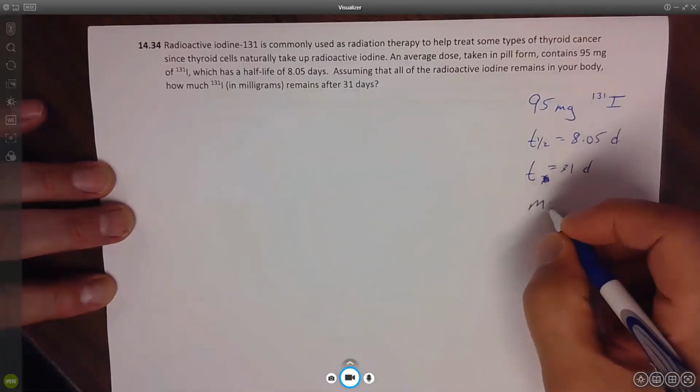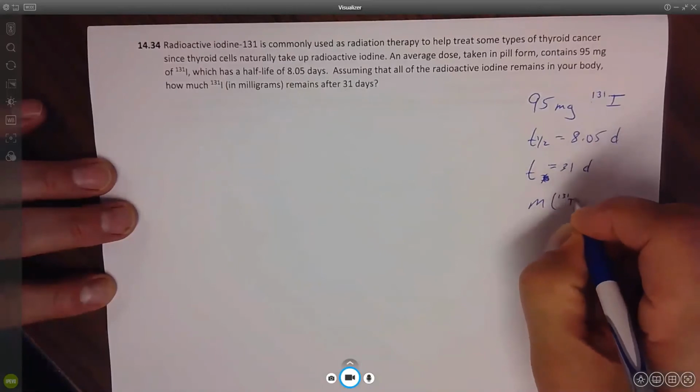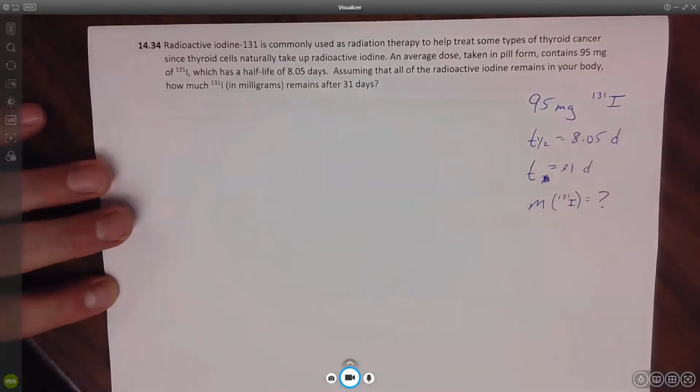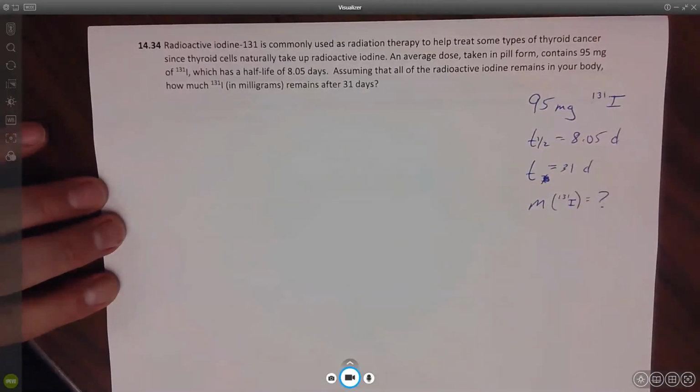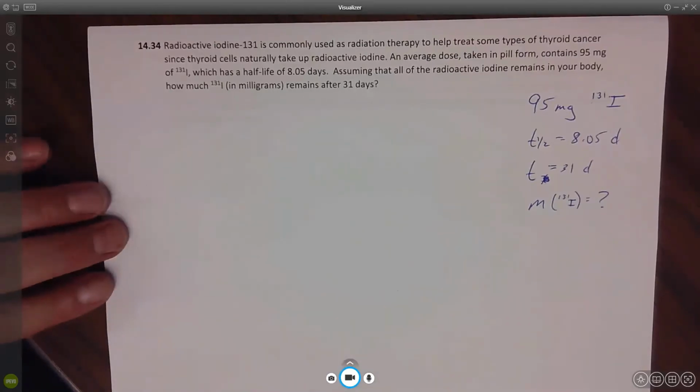Right, so we're looking for the mass of iodine 131 after 31 days. Okay, so how am I going to go about solving this problem? Solve for the variable in the log function. Well, okay, what function? What equation? The one we used in the last problem. Yeah, right. Again, remember, radioactive decay is always first order.